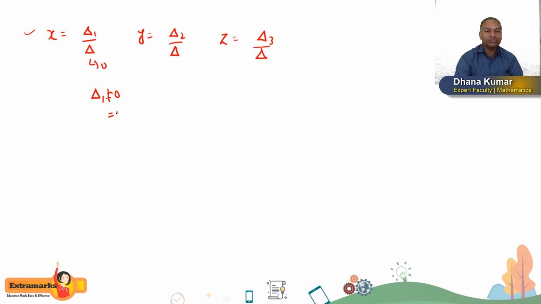Generally, delta 1 possibilities are what? Delta 1 may be equal to 0 or not equal to 0. Correct or not? Suppose delta 1 is not equal to 0, for example, let us say 100. 100 by 0 is what? Is it 0? No. 100 by 0 is infinity, not defined. Right?